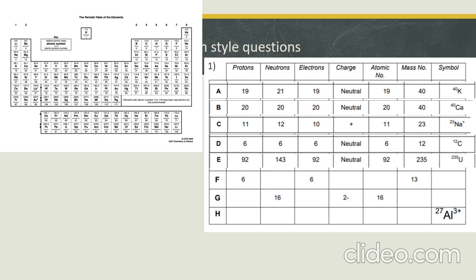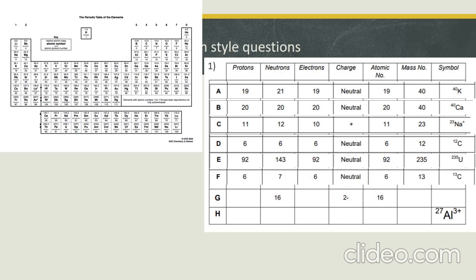Number of protons equals the number of electrons, so neutral charge. And mass number is 13, so 13 minus 6 is 7 neutrons. So 6, 7, 6, neutral. Atomic number is equal to the number of protons, so 6. Mass number is 13. And for the symbol, we go and look at the periodic table. 6. Carbon. Carbon with 13 on top.